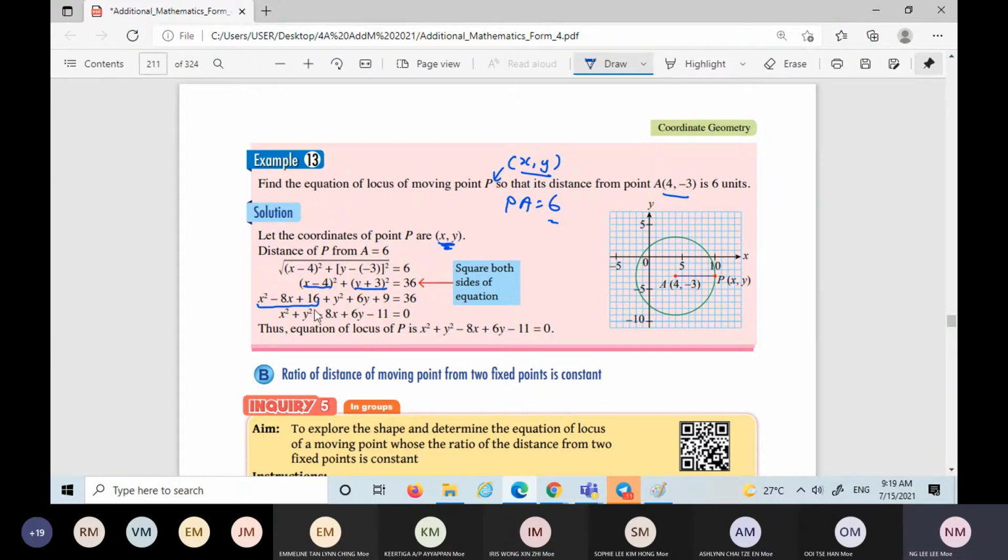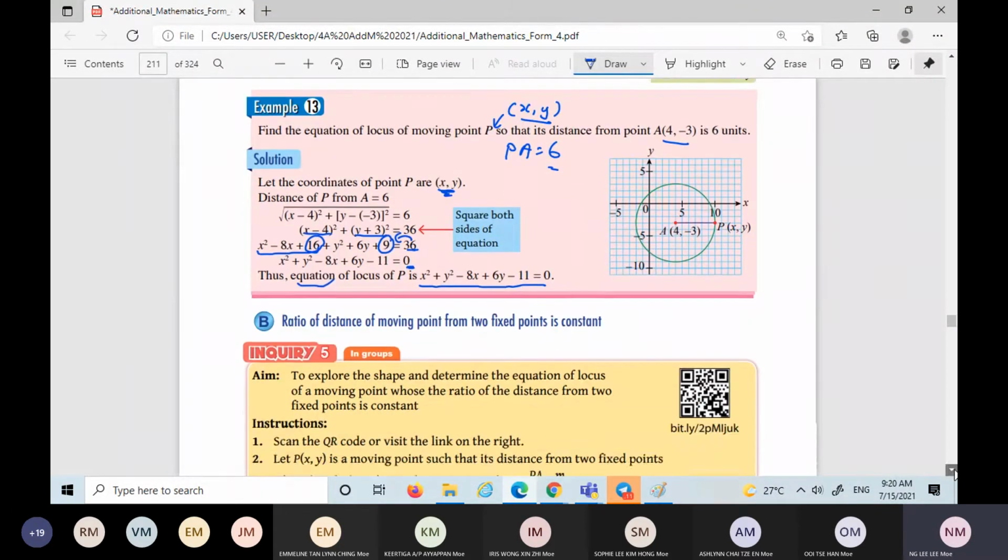After that, group whatever like terms you have, but here only the numbers are like terms, the rest are not. Then you have to rearrange in this way: x squared first, followed by y squared, followed by x, followed by y, and then only the number. Remember, move this to this side, so on the right it is only 0. So this is how you get the equation of the locus of a circle. This is the first type of locus.